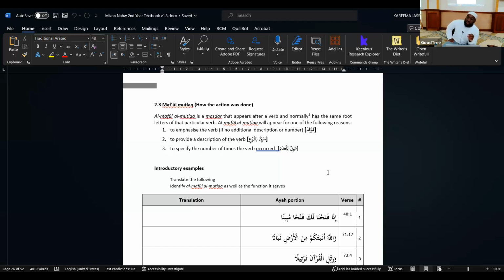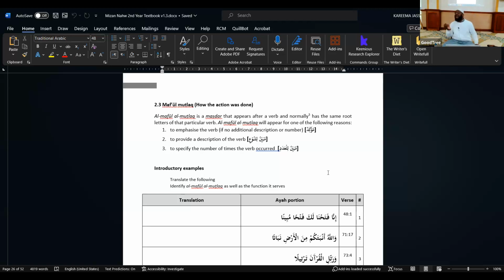So the maf'ul mutlaq will appear, right, as a masdar after the verb. And if there's nothing else mentioned, then it will be to emphasize the verb. And the emphasis will be in accordance with the verb. The second is to provide a description of the verb.